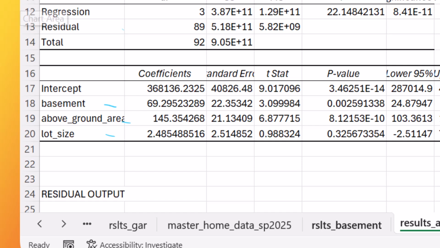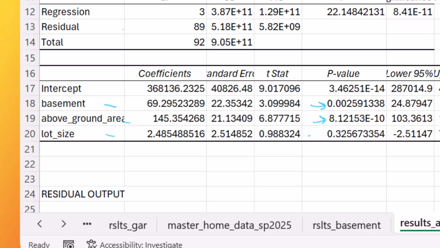We can see that for basement, this p-value is well below what we would call the level of significance of 0.05. This is way below. It's 0.00259. So this definitely meets our threshold for significance. The above ground area is an 8.12, but it's got an exponent of -10. So this is 0.000. There's 9 zeros in front of this 8. This is definitely going to be significant.